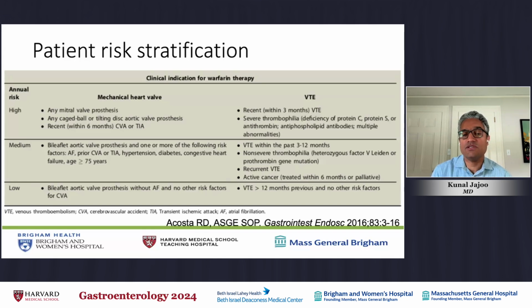In the category of patients in the column on the right with venous thromboembolic disease, those who've had a recent venous thromboembolism within the last 3 months, those with a severe thrombophilic state would be considered high risk. And then those who have a distant, greater than 12 months ago, VTE and no other risk factors would be considered low risk. And of course, we're still left with a relatively significant category of the medium risk that would probably require further conversations with their other physicians.